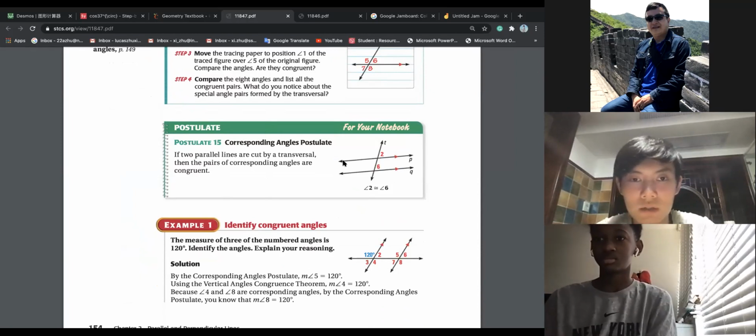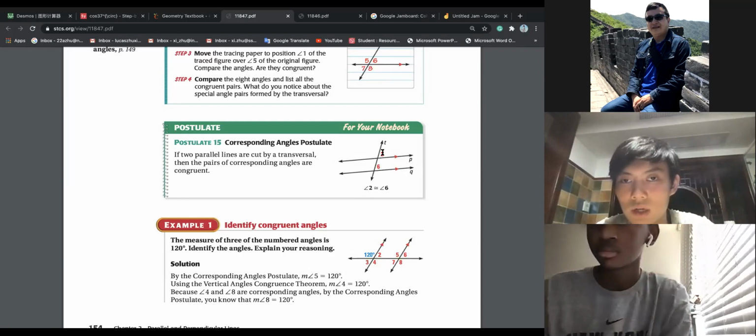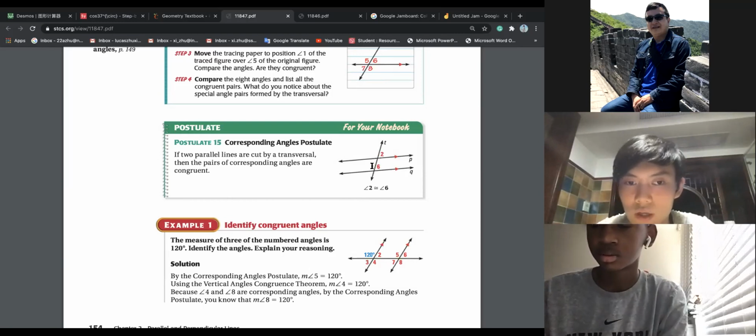So remember that. There are two parallel lines, right? Line P and Q. And there's a transversal that cuts through them, right? Which creates 4 angles. So the corresponding angles, they will be congruent. Got it? So angle 2 and angle 6, they are equal to each other.